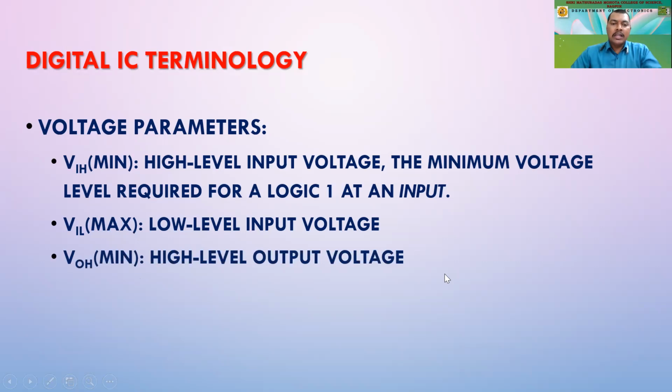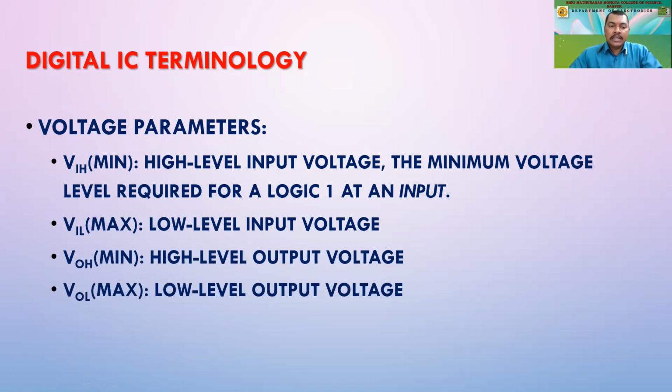Then we have the high level output voltage. Similarly, at the output of a gate, approximately how much voltage comes out as a high? That particular voltage is called VOH minimum. Similarly, we have VOL max, that is the low level output voltage. What is the highest level of output voltage that is supposed to come out at the output of the gate as a low?